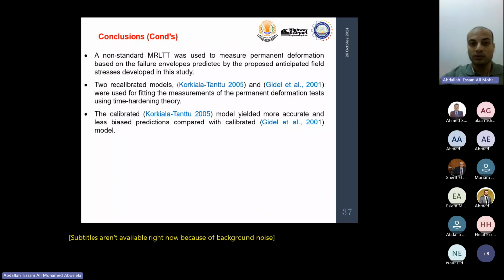And as shown, the modified Corcuela Tanto model fitting conducted a good fitting for permanent strain measures compared to the GTEL model.